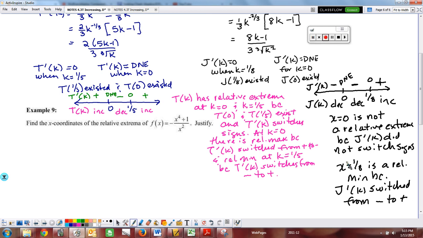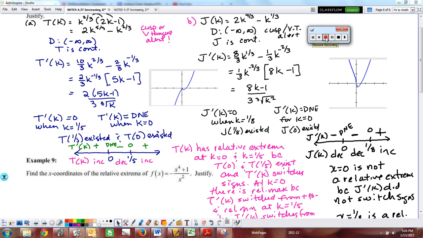Now, what I'm going to do, just to show you the difference between these two, is go ahead and graph these and show you the difference between the two and what was happening at k equal to 0 in both cases. I've gone and graphed both of these original functions using my calculator just to show you an idea of what's happening.